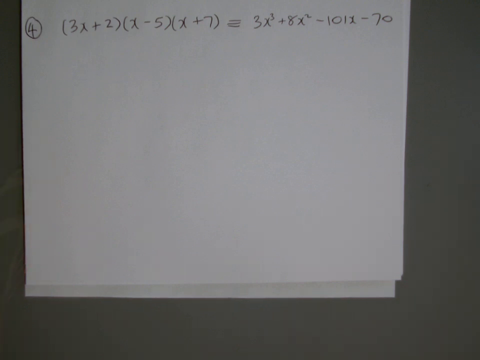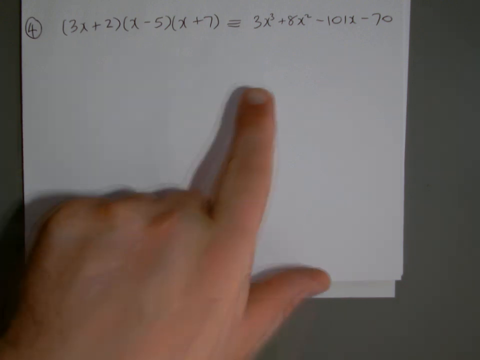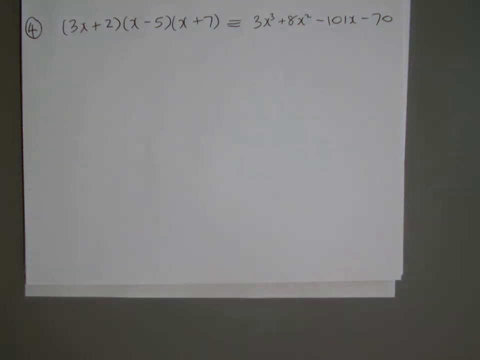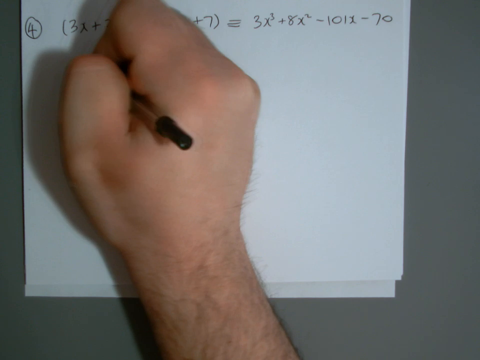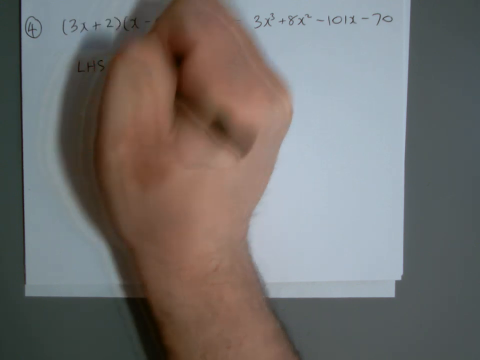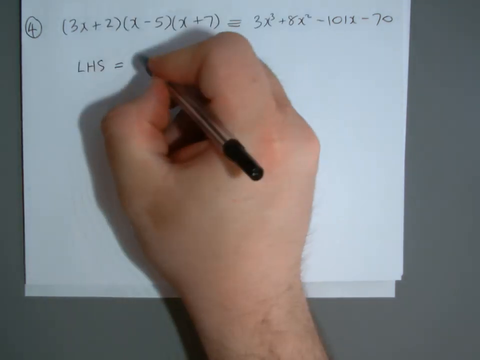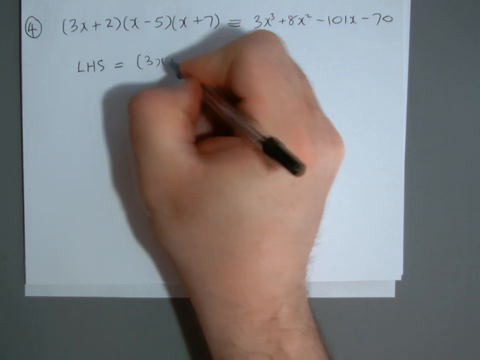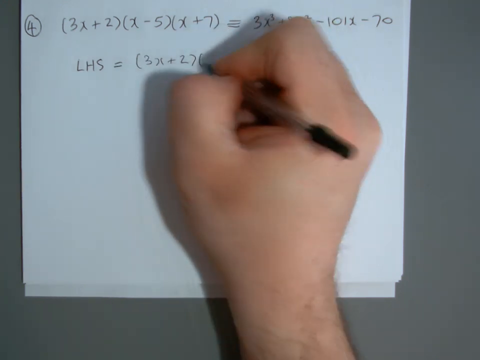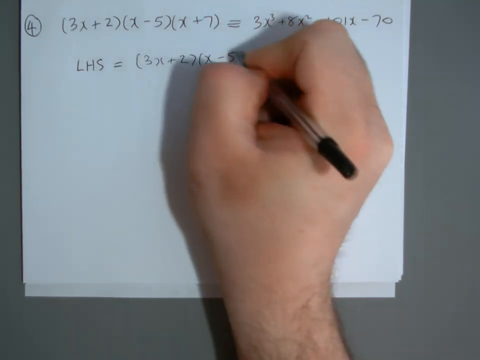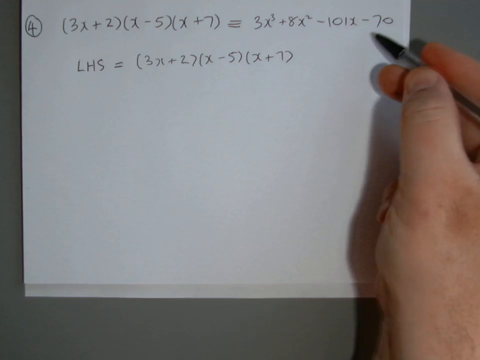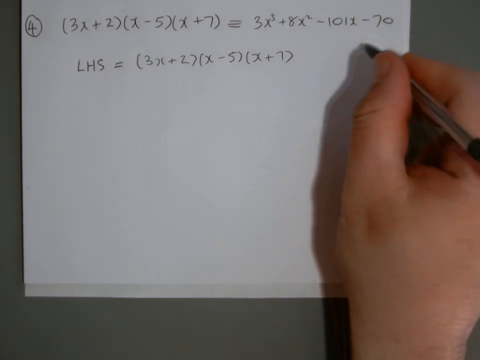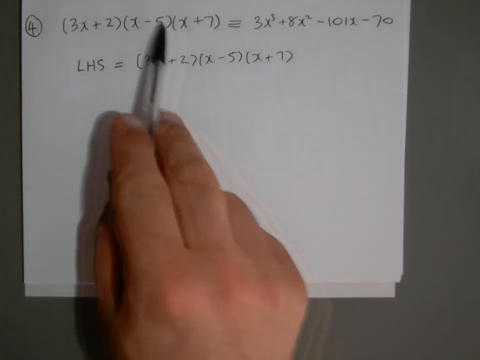Okay, so we've got another statement here, an identity, where the left hand side is identical to the right hand side, and we need to prove this. If I first of all set out the left hand side, LHS, I'll start with the left hand side because I've got three brackets here which I can expand, multiply out, and if I do that, I hopefully will then get the equivalent on the right hand side, and then I've proved that this is equal to this.